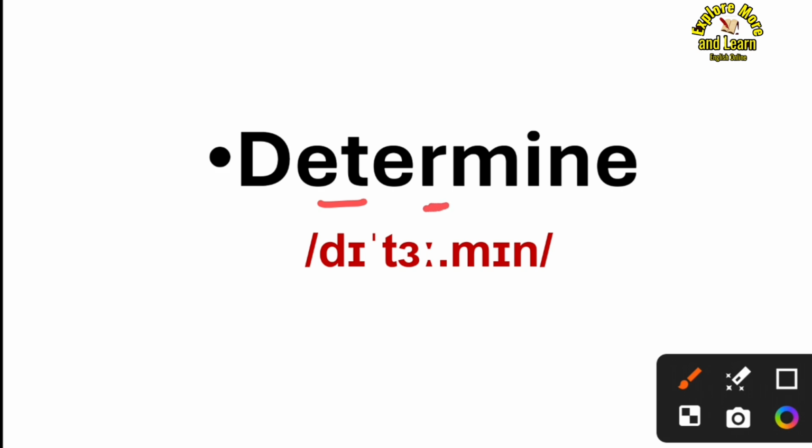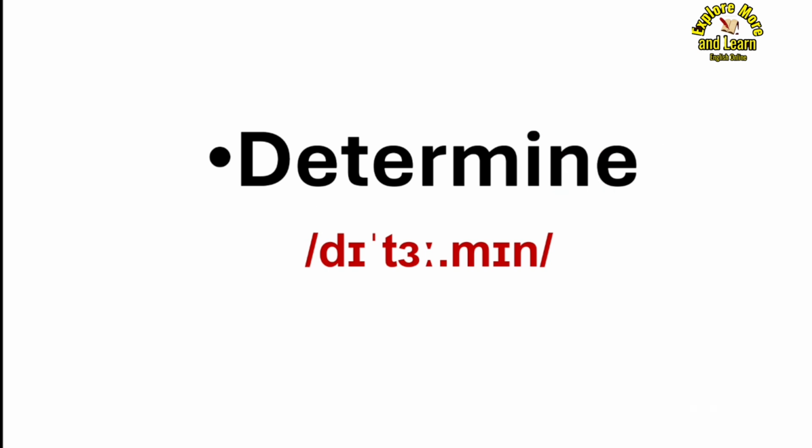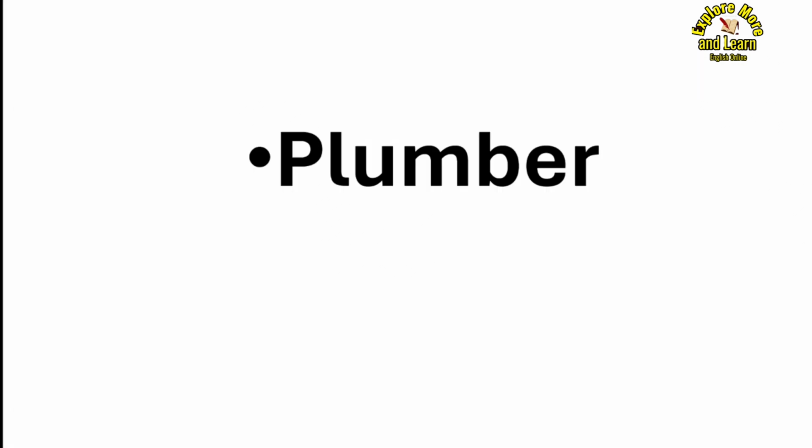And letter R is silent in British pronunciation. So deter, and here we have I sound. So determine, determine. So I will be pronounced as E. Okay, letter E is silent. Determine. Now the next word.